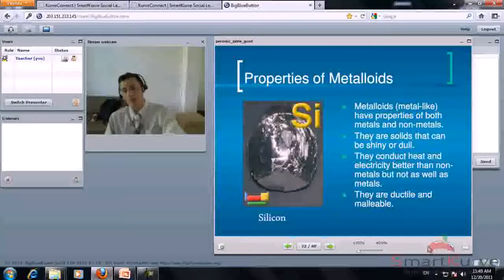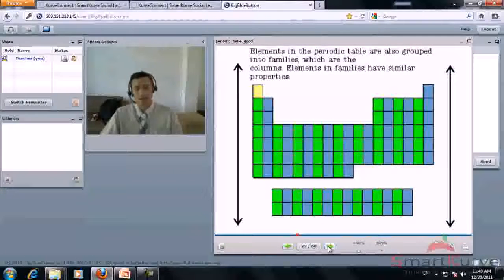For example, you can see they can be shiny or dull. Shiny like metals or dull like nonmetals. You can see in the illustration we have silicon. It is shiny. They conduct heat and electricity better than nonmetals, but not as well as metals. They're kind of in between. And silicon's a great example.